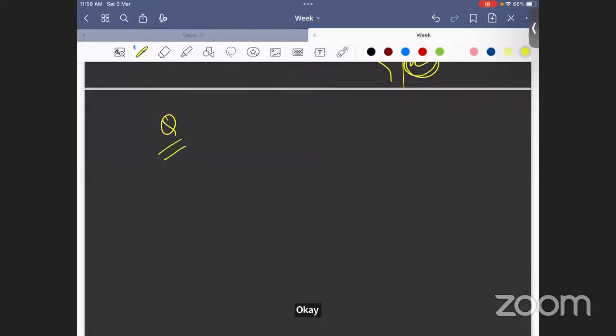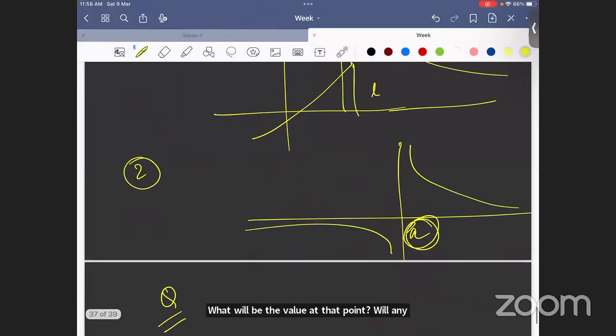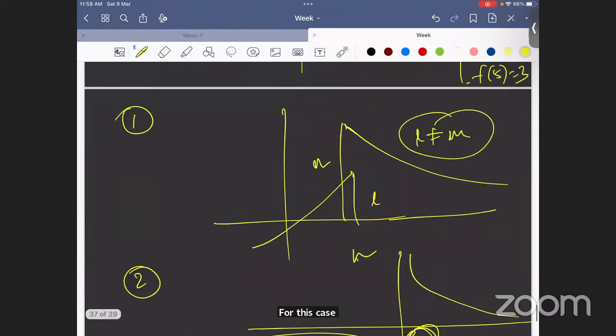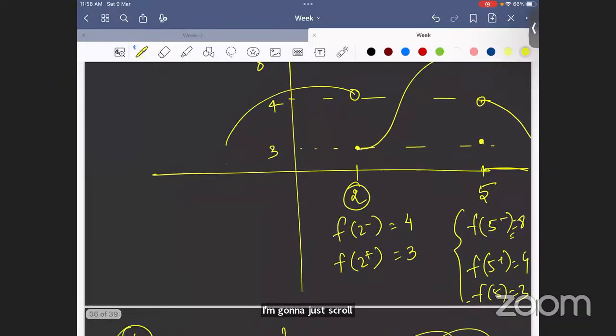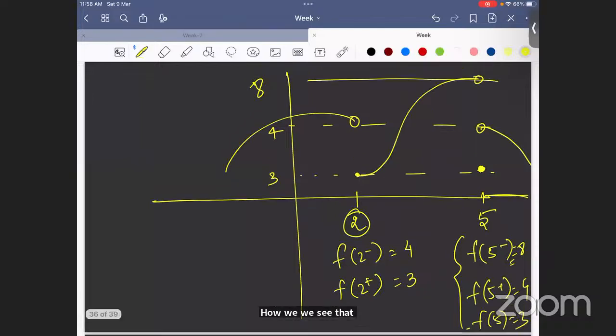But what will be the value at that point? Will any value exist, just like f of 5, what you were saying, sir? No, the previous example. Can you scroll up? What will be f of 5? How is the 3 coming? f of 5 equal to 3. It was given, f of 5 was given as 3 only, right? Oh, it was given? Okay, sorry, I missed it. Yeah, it was given already.